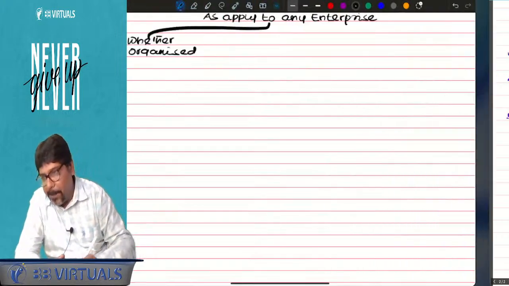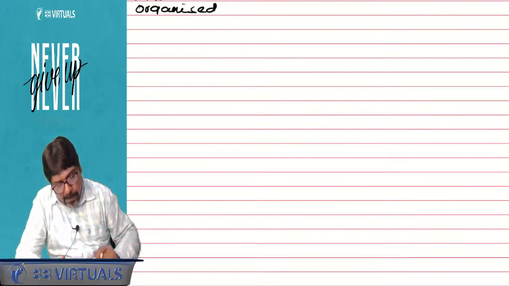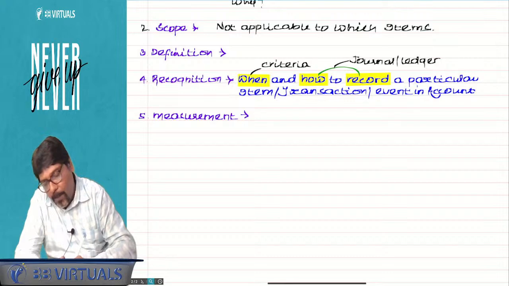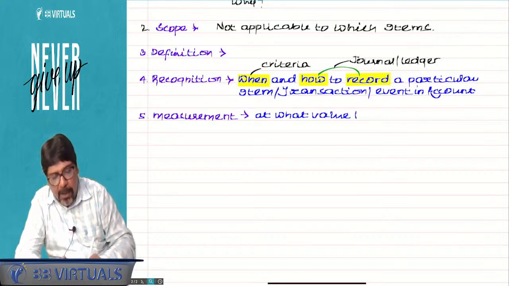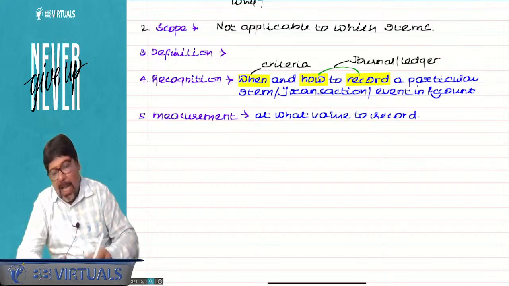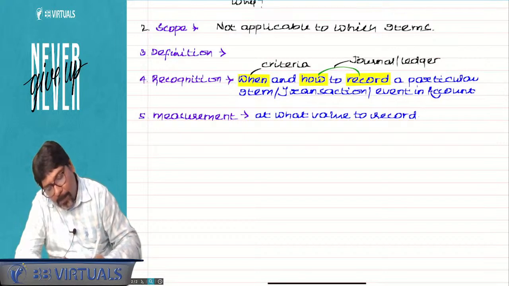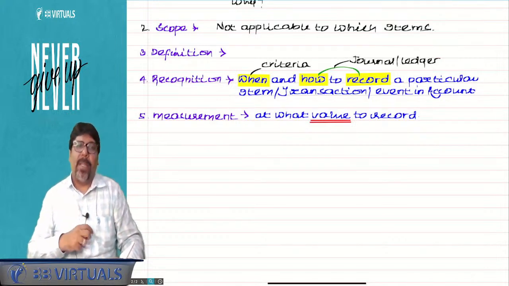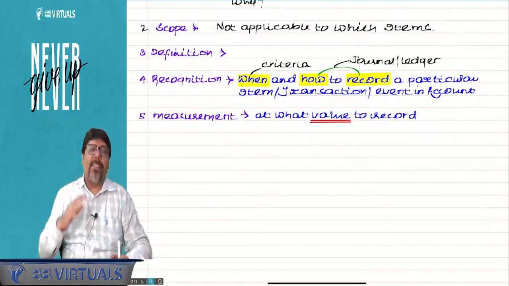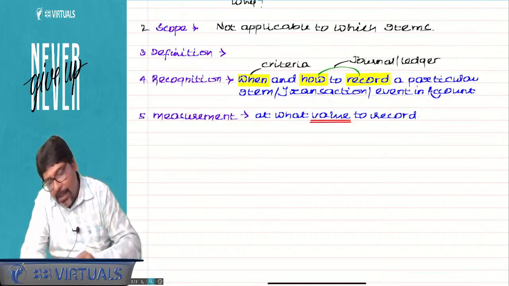That means, chartered, what value to record? What value? That calculation of value is known as measurement. Finding of the value is known as measurement. Am I clear? 6.